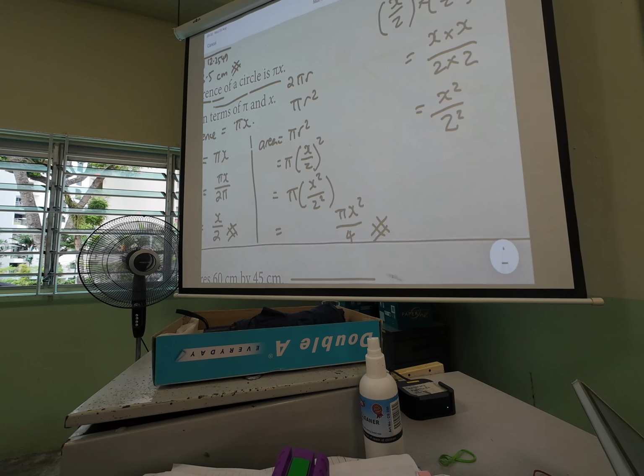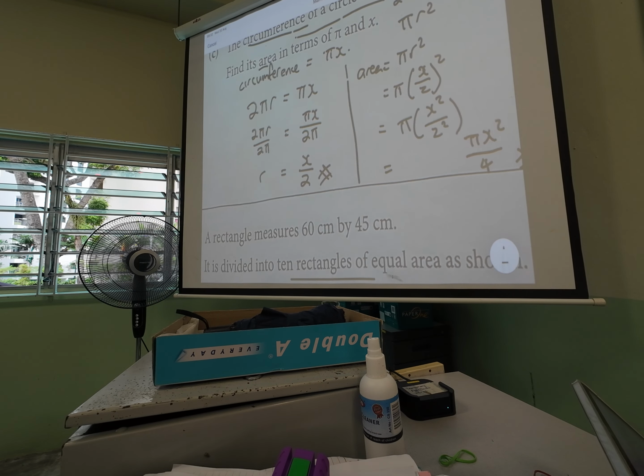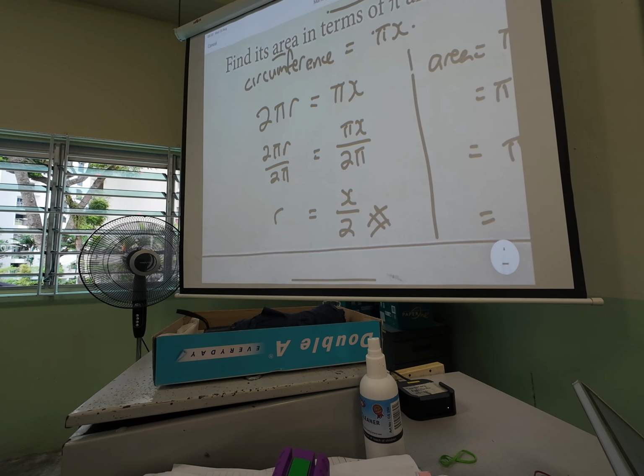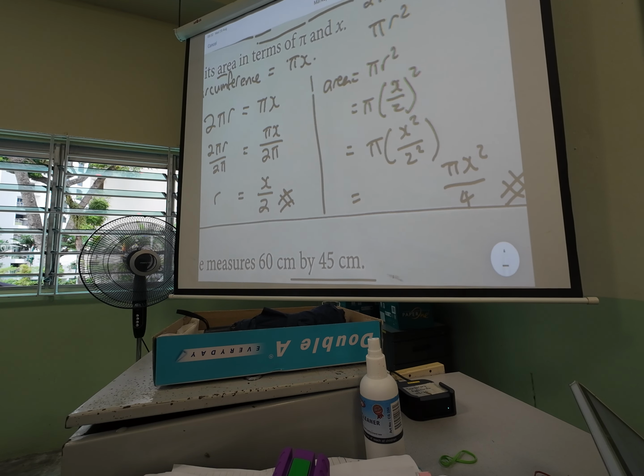Why is the x divided by 2? Because we divide both sides by 2 pi.